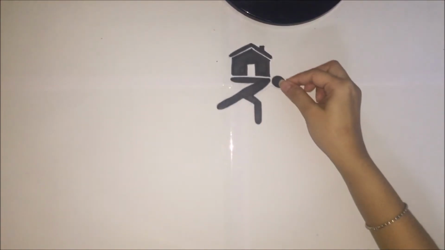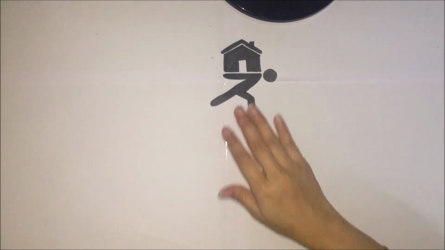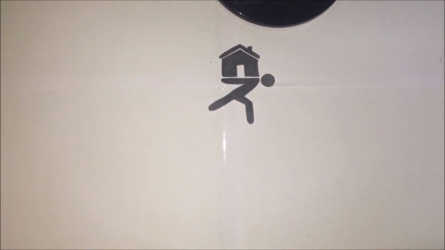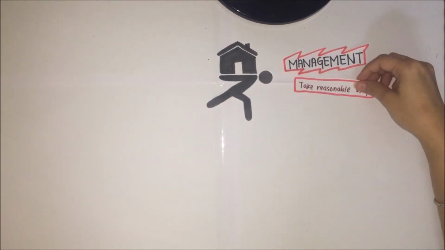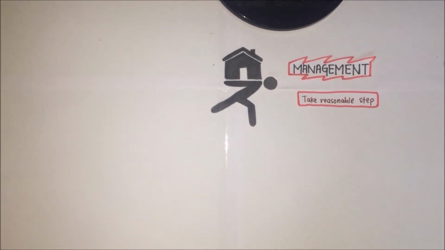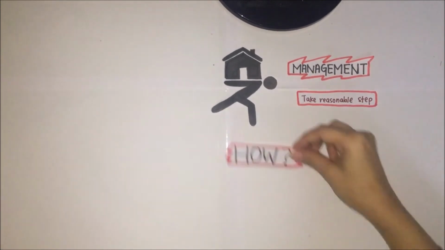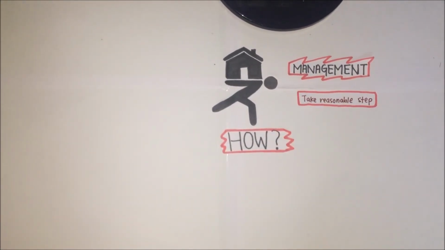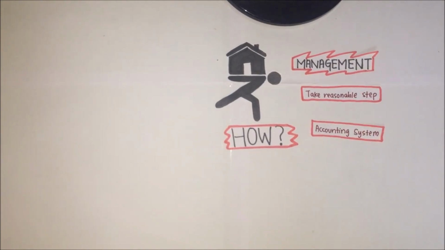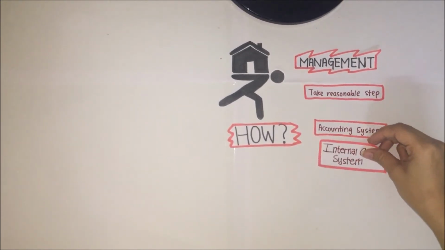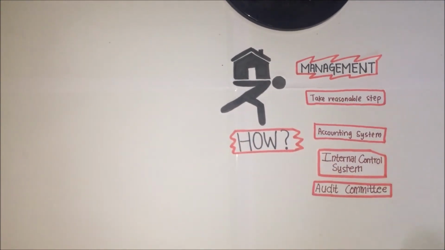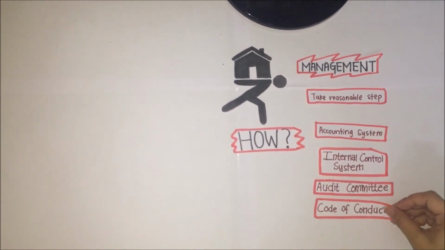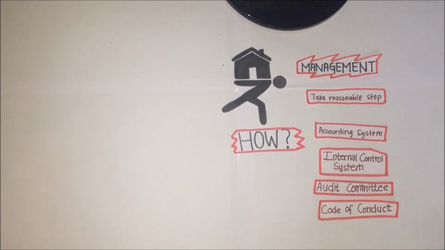So now we move to responsibilities of management and auditor in relation to fraud and error. For management, they have to take reasonable steps to prevent and detect fraud and error within the company. But how? It is by installing an effective accounting system, installing an effective internal control system, appointing audit committee, and establishing and implementing code of conduct among employee and management.